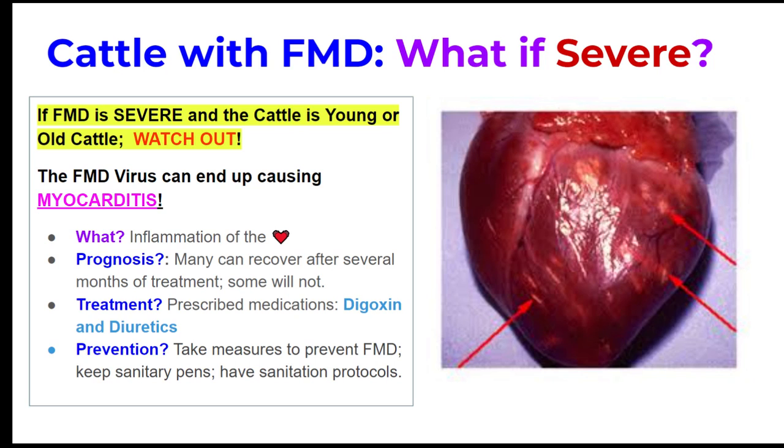What's the prevention? Well, the farmer or the facility manager should take measures to prevent FMD in their cattle. They should have sanitary measures in place. They should have pens and stalls that are kept sanitary. There should be sanitation protocols to prevent FMD, because FMD is not just a disease that causes lesions and problems with the foot and mouth, but it can lead to myocarditis.